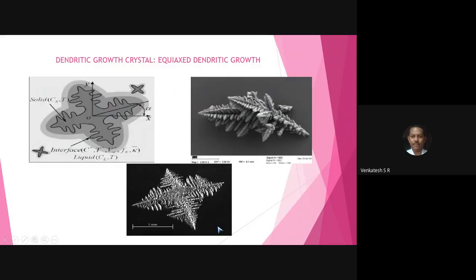Next, come to the point that is very, very important. Write down dendritic growth of crystal, colon, equiaxed dendritic growth.